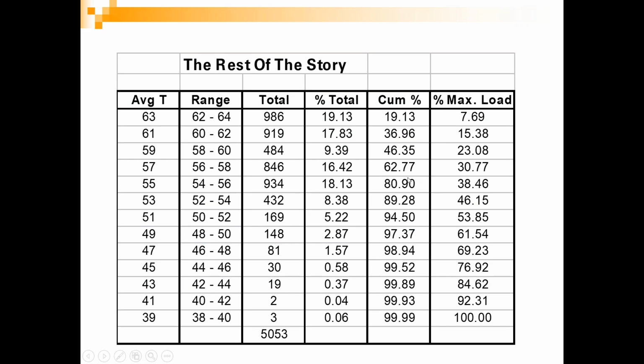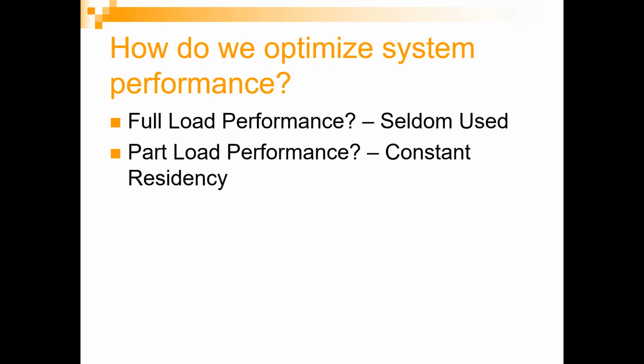As you can see, about 80% of our runtime, our boiler's runtime, is going to be at 40% or less of your design day BTU load. So you really have to take that into consideration when designing a boiler plant, that more than 80% of the time, you're going to be operating at less than 40% of the overall maximum load of the boiler or your design load. So how do we optimize system performance? We do that through full load performance, which is seldom used, but we really need to make sure that we're optimizing part load performance, especially here in Southern California, which is used all the time.